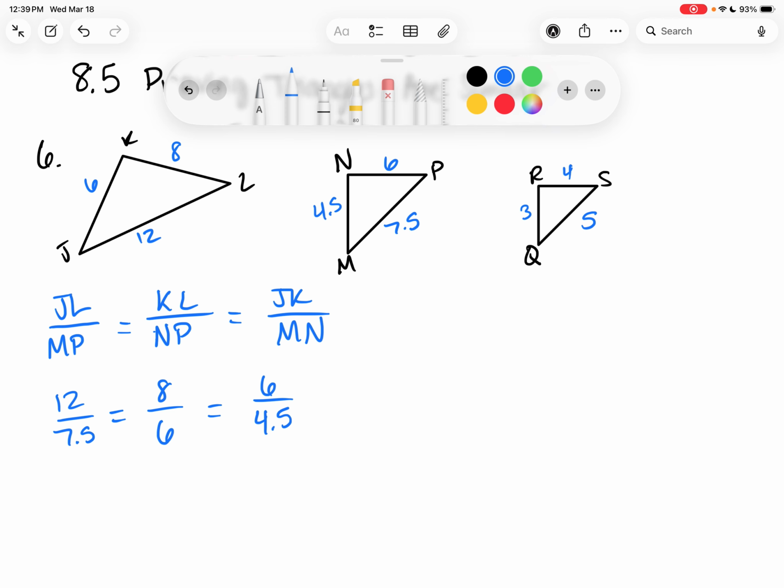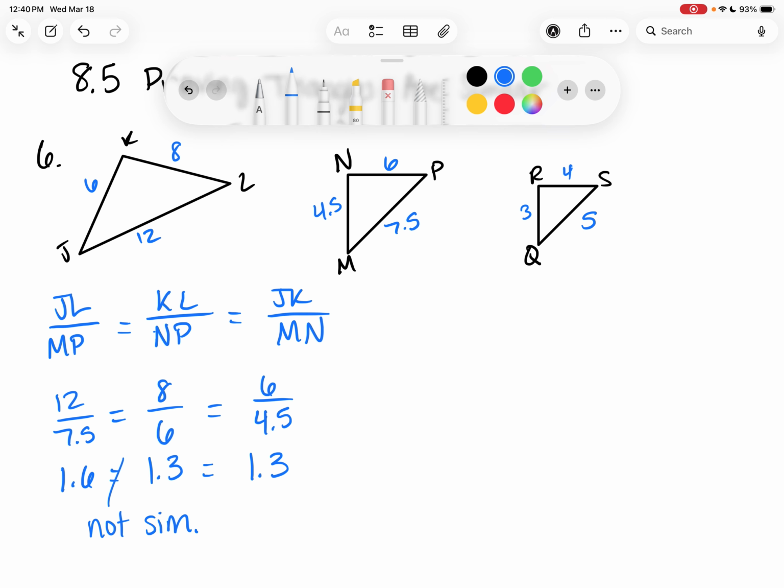So 12 divided by 7.5 is 1.6. 8 divided by 6 is 1.3. At that point, I could basically stop because I know that they're not the same. And then 6 divided by 4.5 is also 1.3. But because this first one is not equal to this, these ones are not similar. So that means I need to try another one.